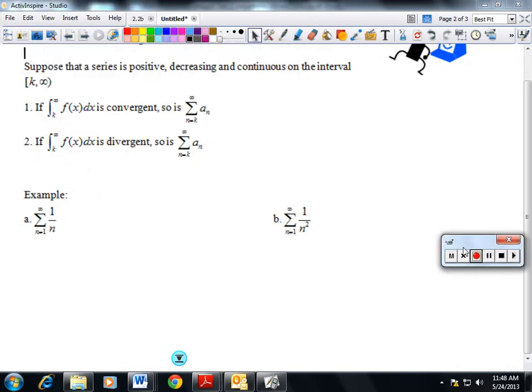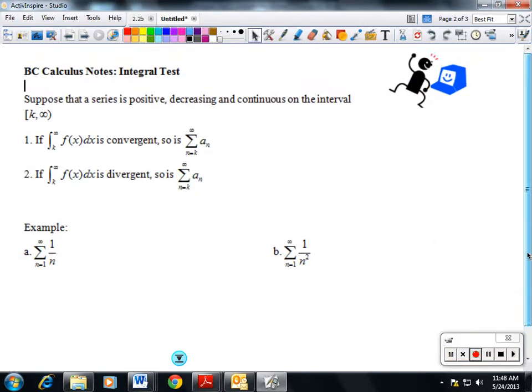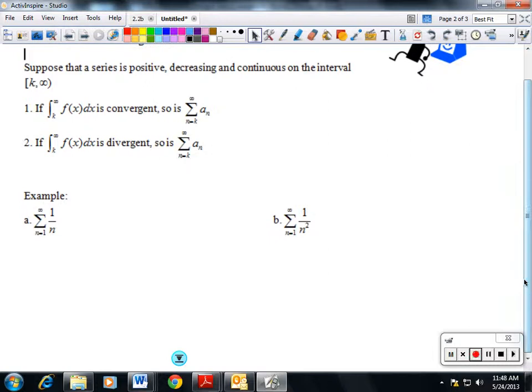Okay, well today we're going to talk about the integral test for series, which is just another test to determine if a series converges or diverges. Suppose that a series is positive, decreasing, and continuous on the interval k to infinity. If the integral from k to infinity is convergent, then so is the series. If the integral is divergent, then so is the series.